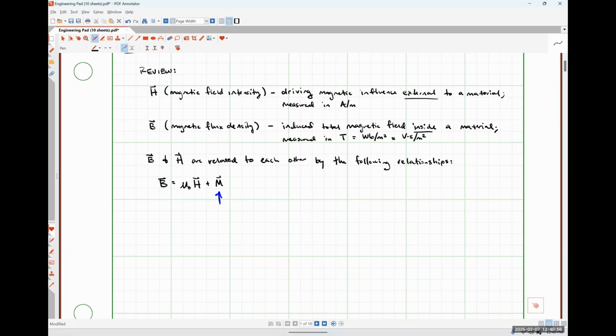So our magnetization vector, like so, represents the internal magnetic polarization of a material that is subjected to an external magnetic field. This is not something that we can really actively measure. So we usually put this in another form. So that would be mu naught times H plus chi H, where chi is the susceptibility of the material.